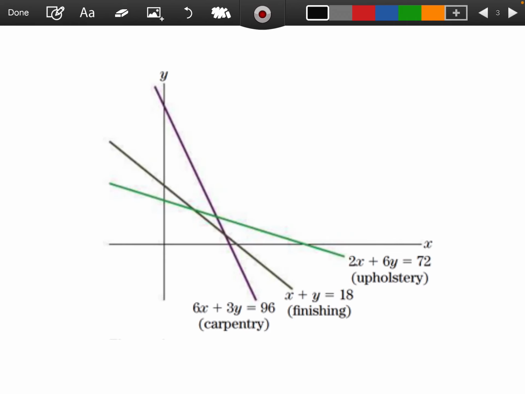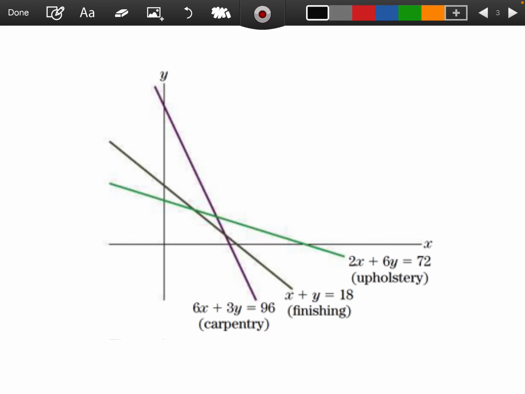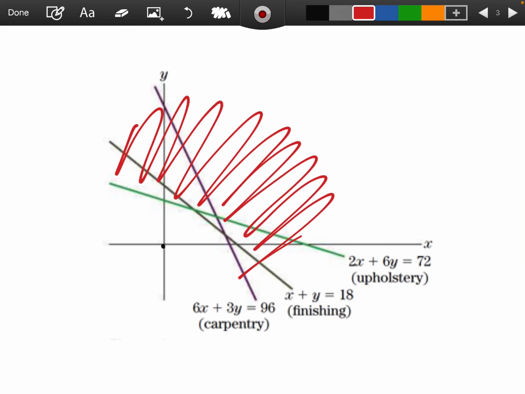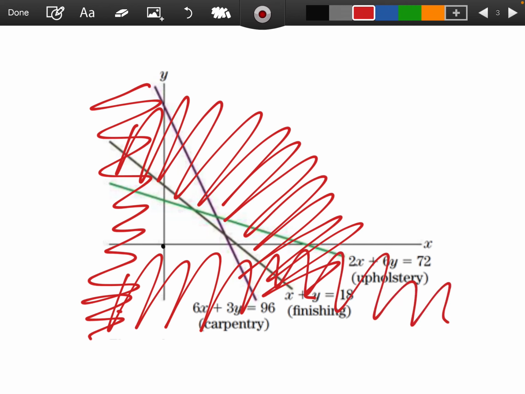So if you then look at the graph, you have each of the lines graphed. The origin, if we go back to our constraints here, the origin satisfies all three of these constraints. So I know that the origin is on the correct side of the line. So for each one of my three lines, I can get rid of everything above those lines. I also know that x and y have to be greater than or equal to 0. So I can get rid of everything where x is negative and everything where y is negative.